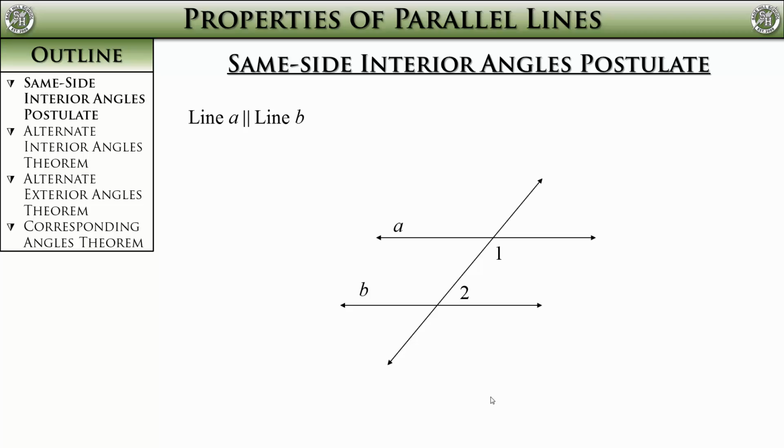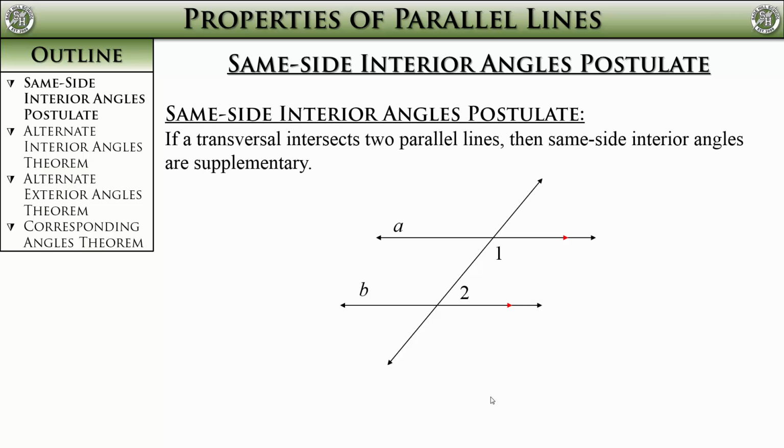So what is it? How about if I reposition angle 2? Now you can see that angle 2 fits perfectly here. In this position it's easy to see that angle 1 and angle 2 are a linear pair. We know that linear pairs are supplementary. Back to the original picture. Even though angle 2 is back where it originally was, it is still supplementary with angle 1, which brings us to the same side interior angles postulate.